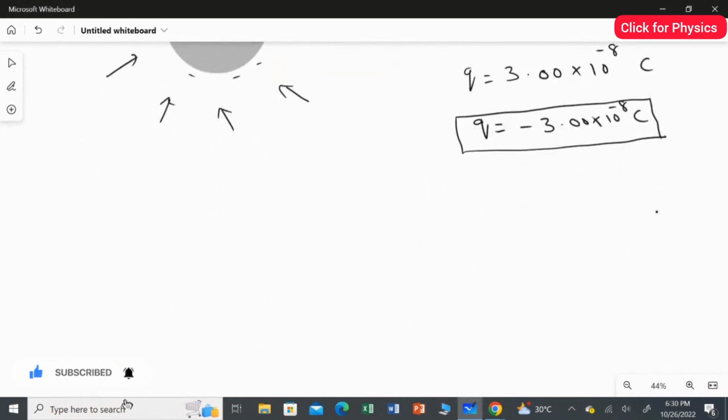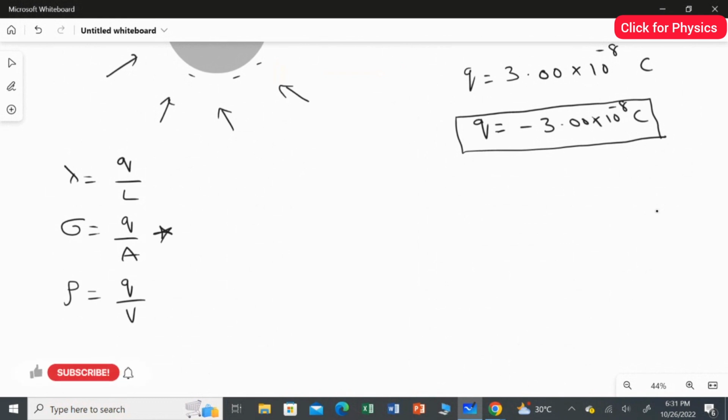So in theory we studied for the linear charge. What is the formula for linear charge? Linear charge density is equal to charge over length, surface charge density sigma is equal to charge over area, and then the volume charge density rho is equal to charge over volume. All these things we studied in the theory, but for this question we have to use this formula. Why? Because here the charge is sitting on the surface of the sphere. That means we have to consider the surface area of the sphere. Am I right? So I'm going to use this formula for the second part.